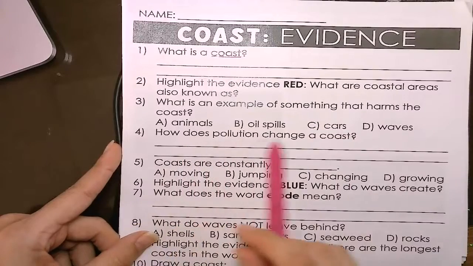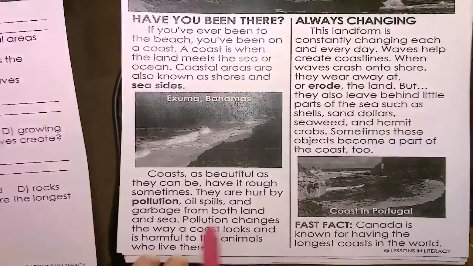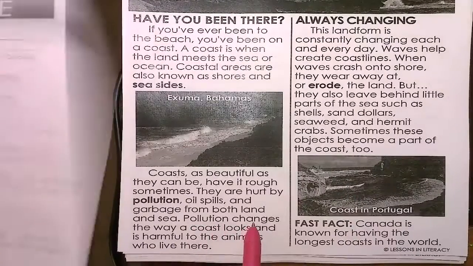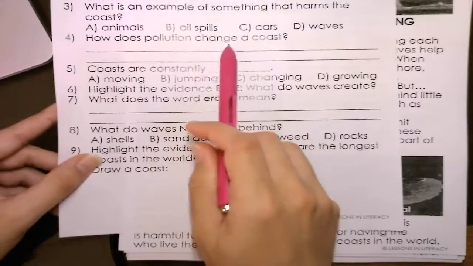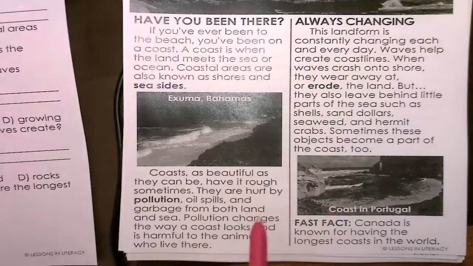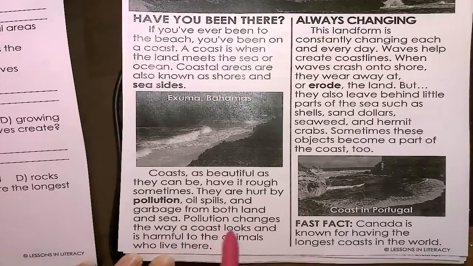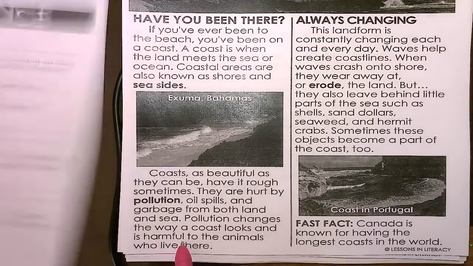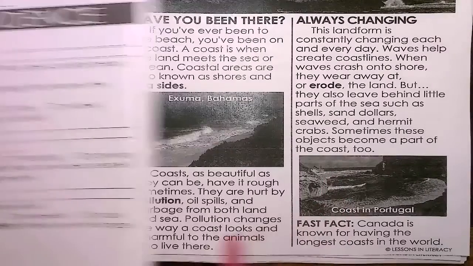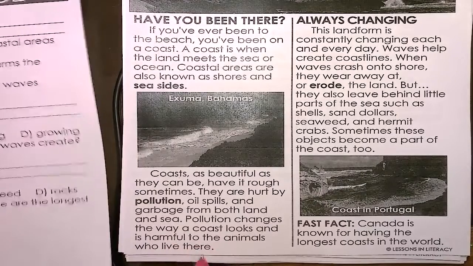How does pollution change a coast? Here's the word changes. Change. How does pollution change a coast? Pollution changes the way a coast looks and is harmful to the animals who live there. So you're writing that sentence right in this one. Okay? Pollution changes the way a coast looks and is harmful to the animals who live there.